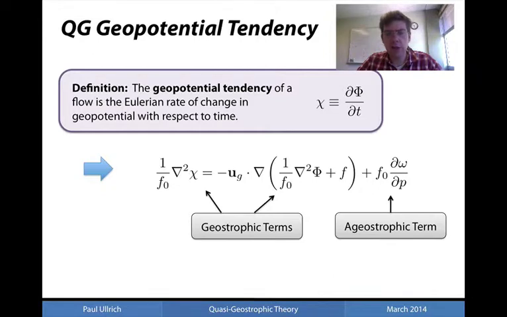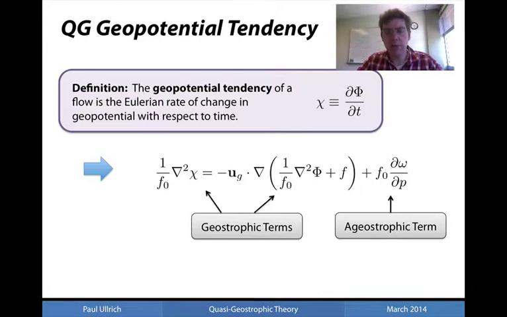Now we're going to define a term, the geopotential tendency, via this Greek character chi, and it is simply going to be the Eulerian rate of change of the geopotential. That is, the rate of change of the geopotential at a specific point. Then using the previous form of the quasi-geostrophic vorticity equation, we obtain an expression for geopotential tendency shown here.